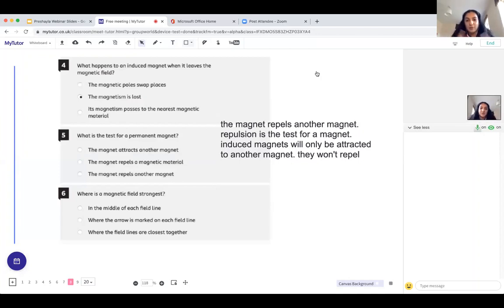And you've never been able to repel a paperclip, have you? Because a paperclip is an induced magnet. So induced magnets will only be attracted. They will never repel. So if a magnet is repelling another magnet, you know that they're both permanent magnets. So repulsion is the test for a permanent magnet. The magnet repels another magnet, not a magnetic material, another magnet. And where is the magnetic field strongest? Where the field lines are closest together.